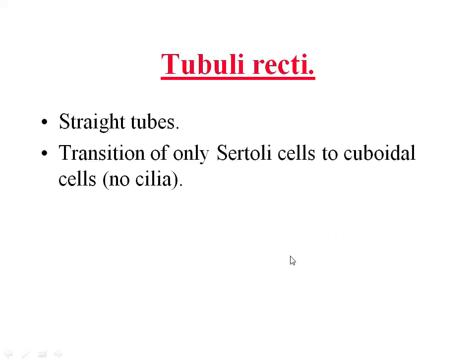The tubulus rectus is a straight tube, with a transition from only Sertoli cells to cuboidal cells, with no cilia. In the epithelial layer, you will not find spermatogonia, and you will not see any Sertoli cells, but you will see cuboidal cells there.